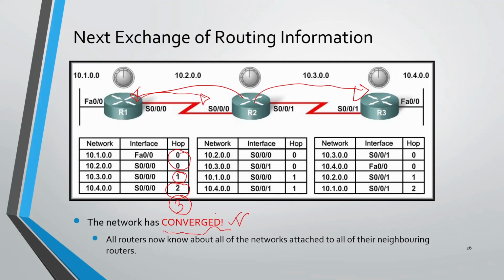And after that, you can start sending data or packets from one place to another. Before network convergence, you cannot send any data because the routers don't have all the information. So if you send any data, your packet may be dropped. Okay. So that's how the distance vector routing algorithm works.